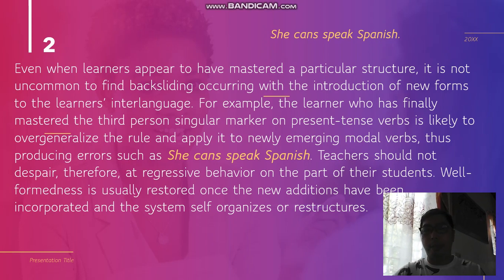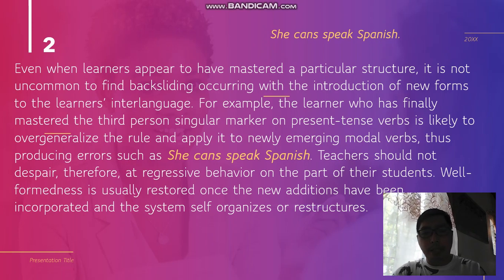Let's take a look at this example. The learner who has finally mastered the third person singular marker on present tense verbs is likely to overgeneralize the rule and apply it to newly emerging modal verbs, thus producing errors such as "she cans speak Spanish." Take a look at this one. Students might do backsliding here, adding an s to the modal verb can. Teachers should not despair; we should not be very much worried about it.